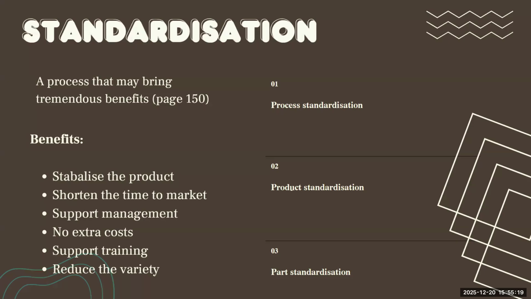There are three types of standardization. You can standardize the process, you can standardize the product, or you can standardize the part. Anyway, the greatest advantage of standardization is first reducing variety, and second, helping you to achieve the economy of scale because everything is done in the same way.